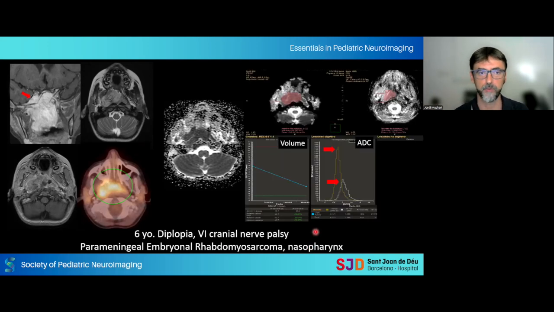But remember that with MRI, we can assess the imaging not only at the beginning, but also at follow-up. After chemotherapy, you can follow not just the shrinkage of the disease, but also the increase in the ADC values, which reflects a good response to the chemotherapy.